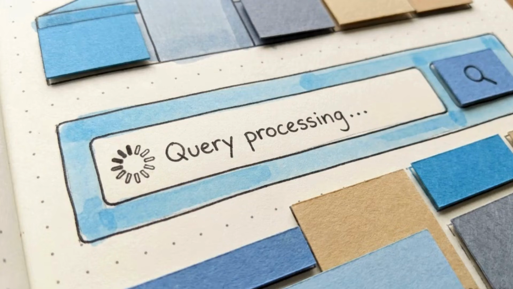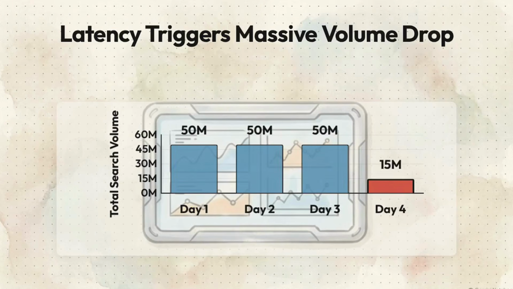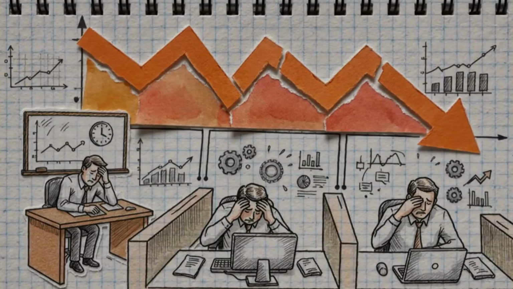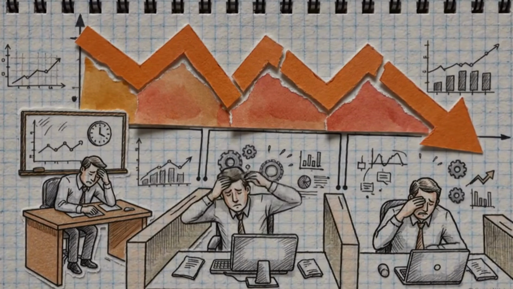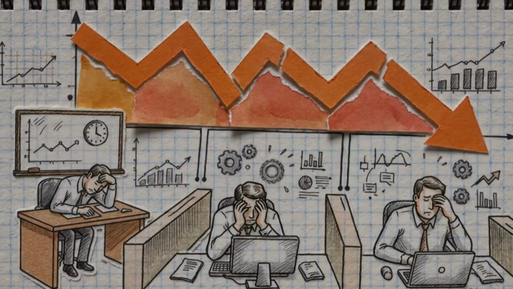Google tracked a similar pattern. When their search results slowed down by just 400 milliseconds, they saw a permanent drop in total search volume. At their scale, that amounts to millions of lost queries every single day. For an enterprise, query speed is not a technical luxury. A slow database is a systemic financial bleed that directly impacts the bottom line.